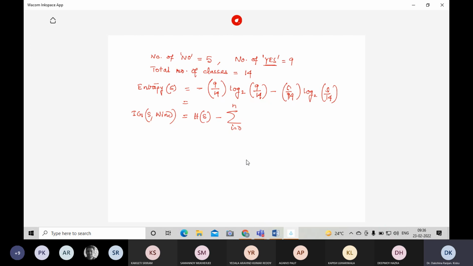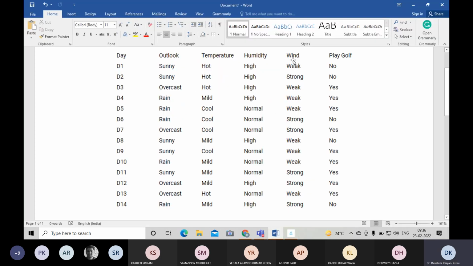I equals 0 to n, probability of element x, which is multiplied with H(x). Now here x is the possible value. So how many values are found in case of the attribute wind? So here we can have two different values. One is weak, another is strong.